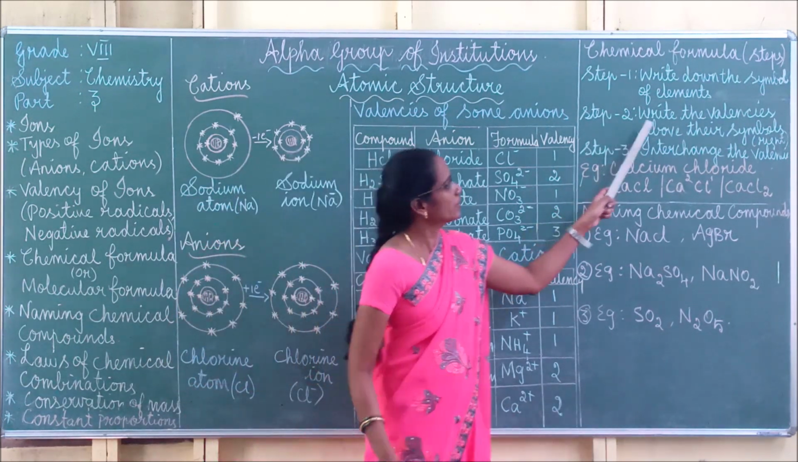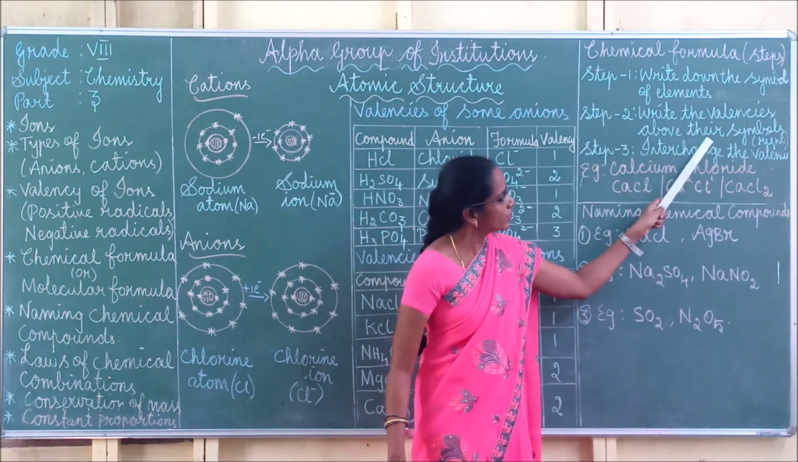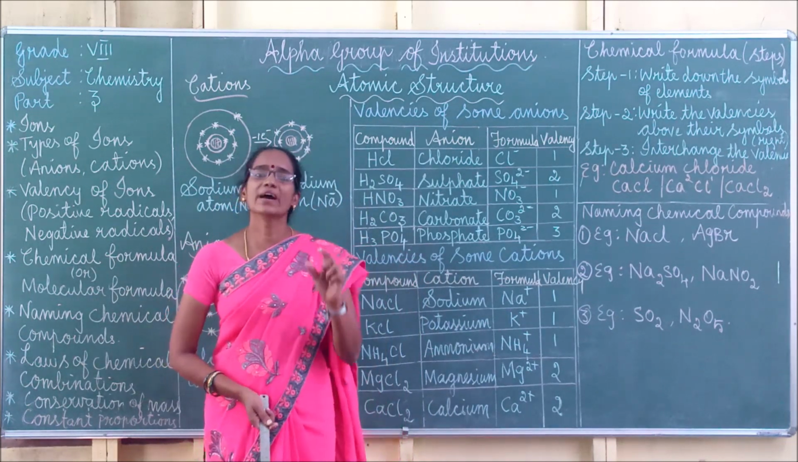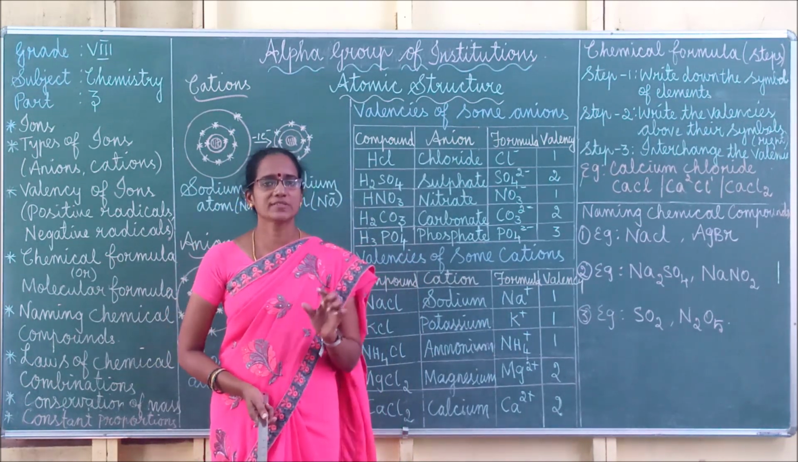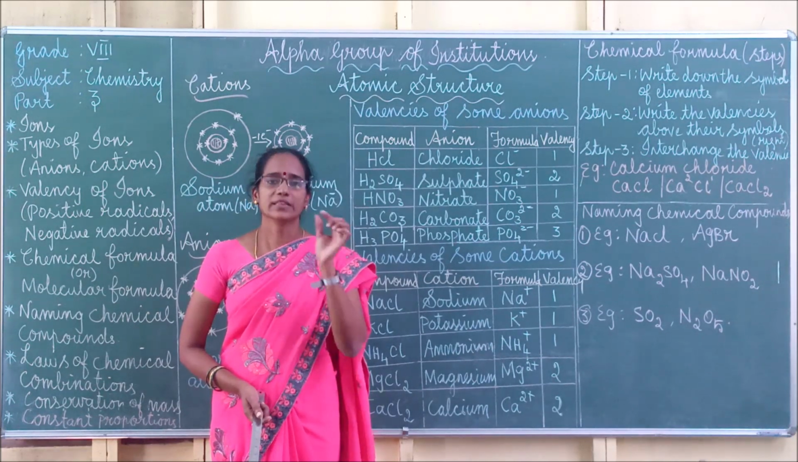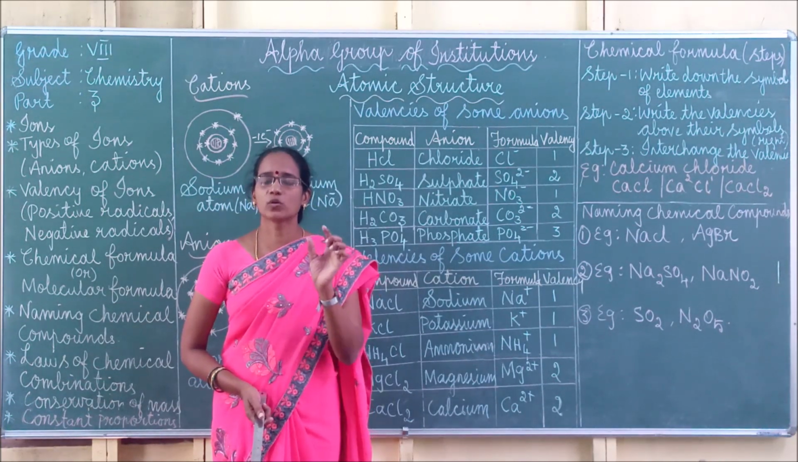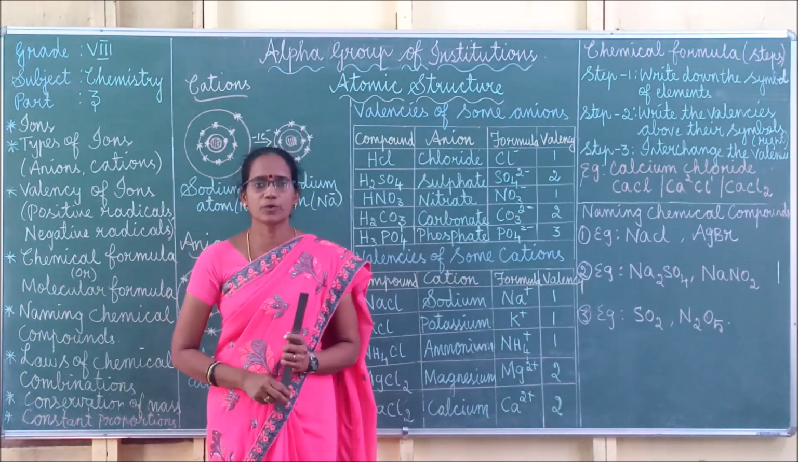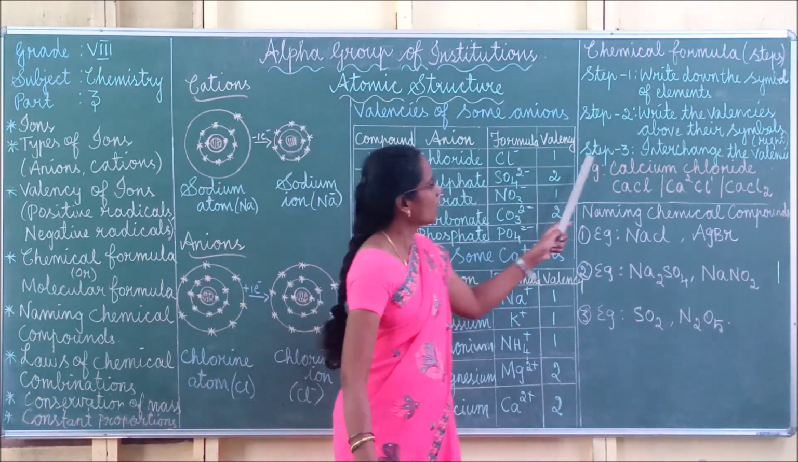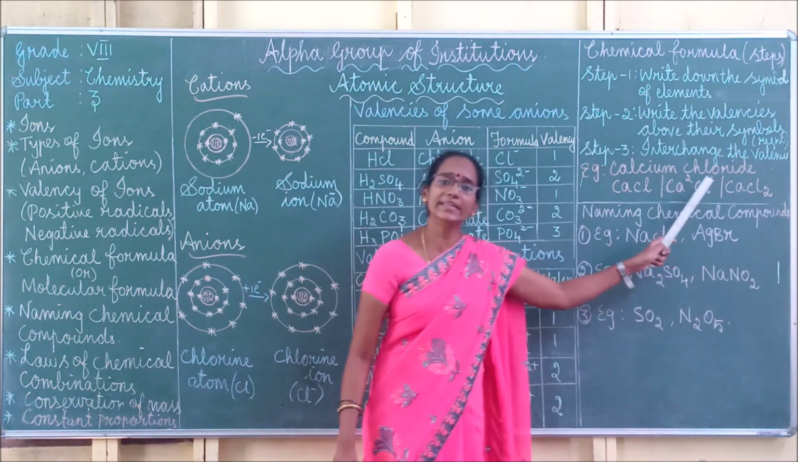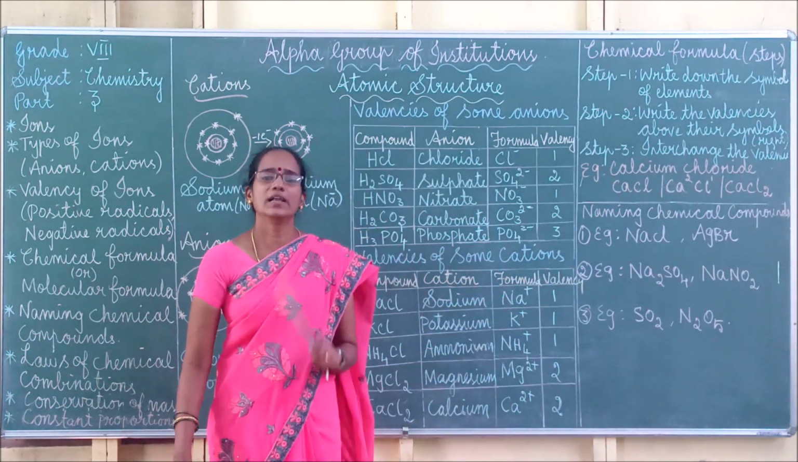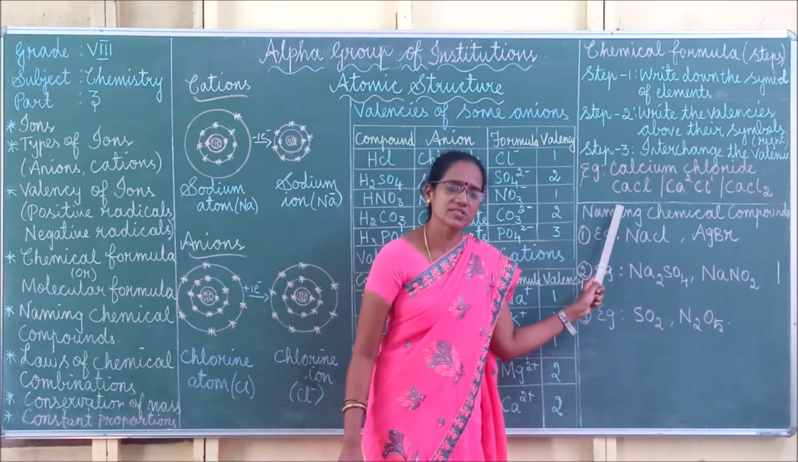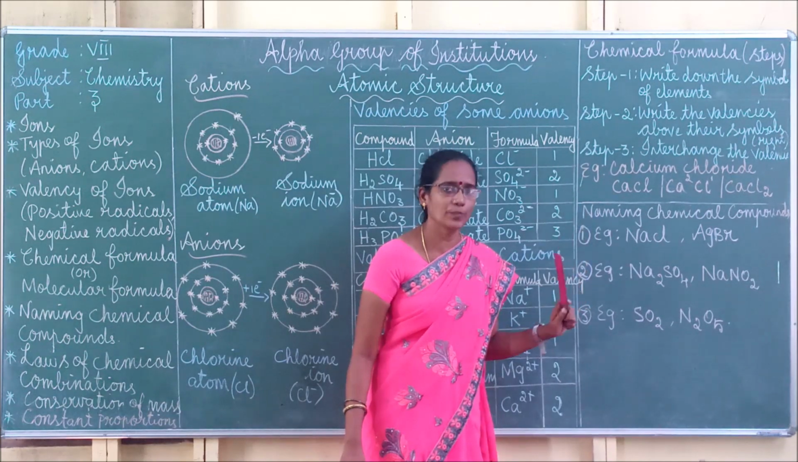What is the second step? We have to write the valencies above their symbols, to the right, as superscript. Symbols we have already written, isn't it? Then we write that particular element's valency at the right side as a superscript. That is the second step. And what is the third step? We have to interchange the valencies. I'll tell you one example. We can take calcium chloride. What is the first step I told? First we have to write the symbol, isn't it?